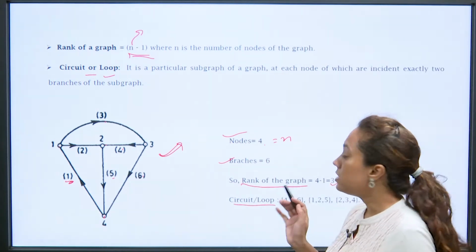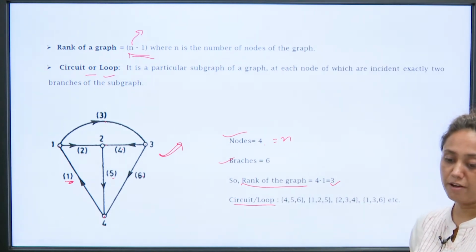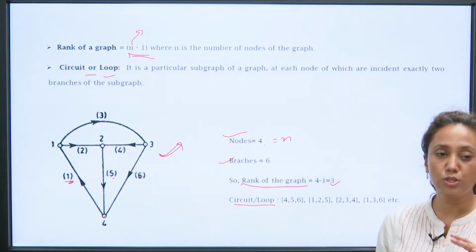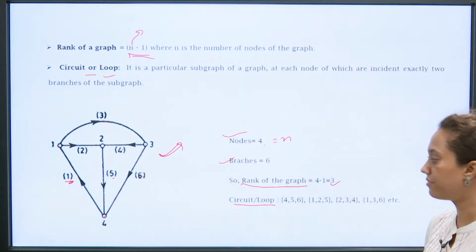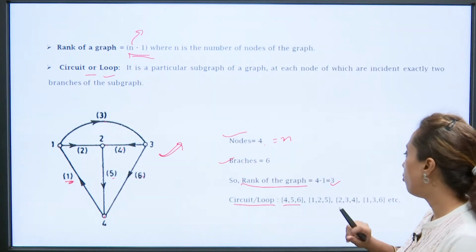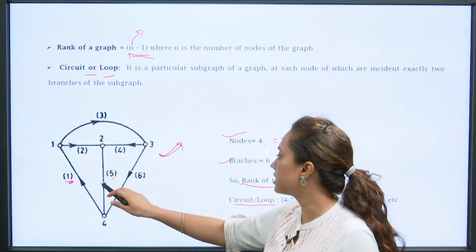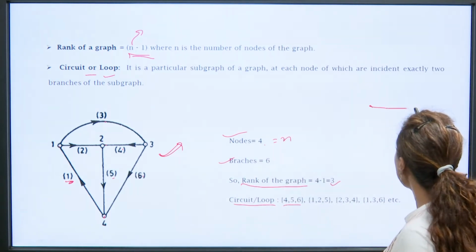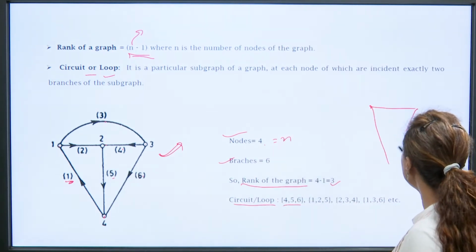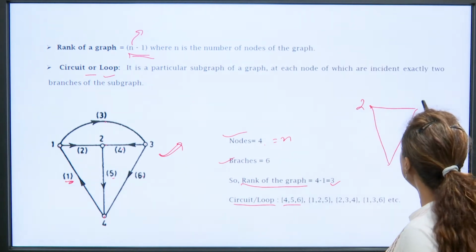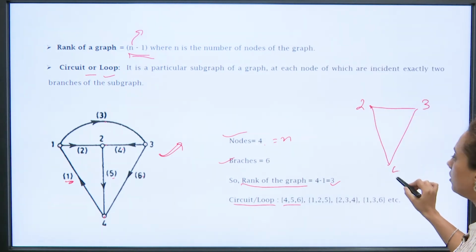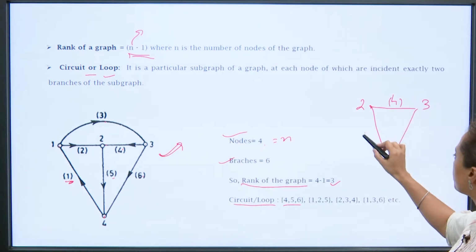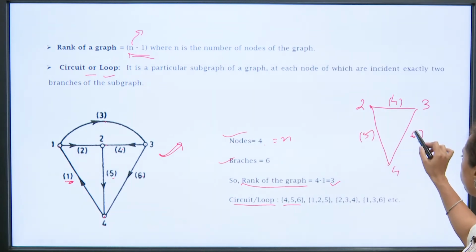It is the subset or the subgraph of a graph. At each node there are exactly 2 branches of the subgraph, right. So, for example, take 4, 5, 6. If we take only the 4, 5, 6 branches, it looks like this. This is node number 2, this is node number 3, this is node number 4, this is branch number 4, this is branch number 5, this is branch number 6.